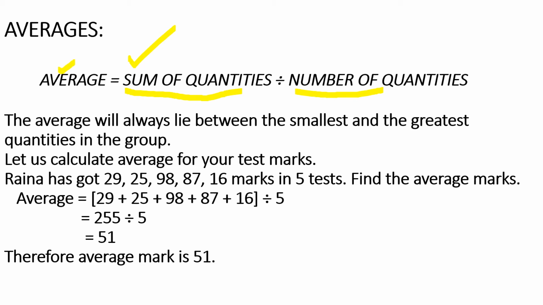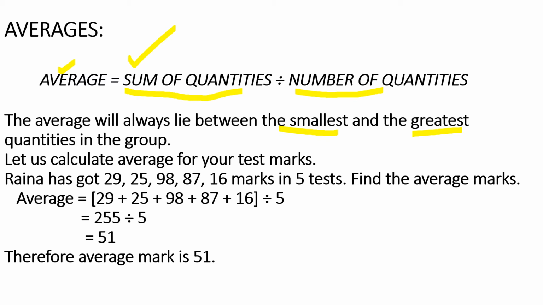Okay. Now, the average will always lie between the smallest and the greatest quantities in the group.